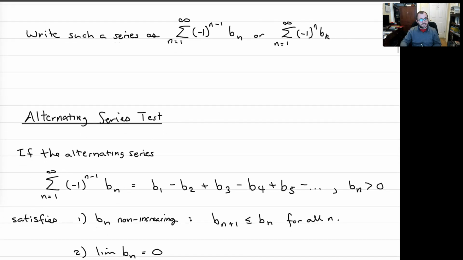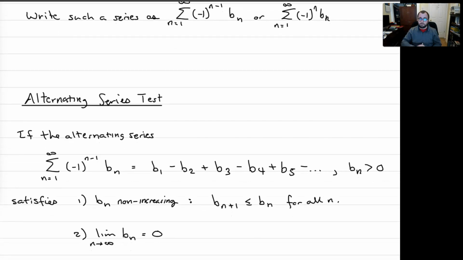The second condition is that the limit of those bn's needs to be 0. So not only do the terms have to be non-increasing, they also have to go to 0. Basically, this is because if this were going to go to like 3, then you'd get 3, negative 3, 3, negative 3, 3, negative 3, and then you don't have a convergent series. You have something that just alternates between negative 3 and 3. It has to go to 0, and it has to go to 0 in a non-increasing way. It can't go down, have a little hump, and then go back down. It needs to go down the whole time.